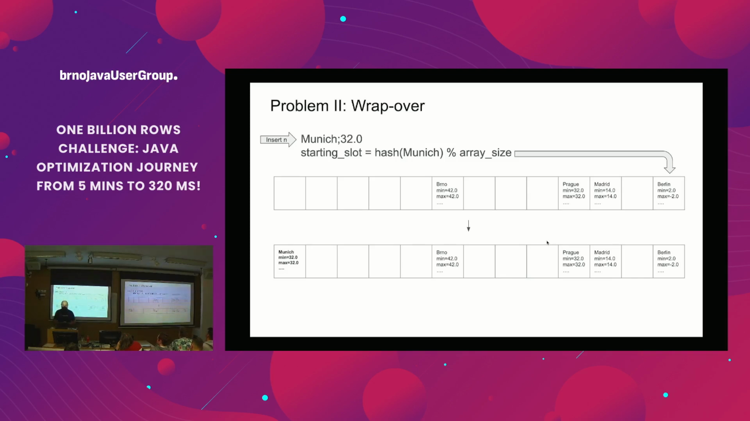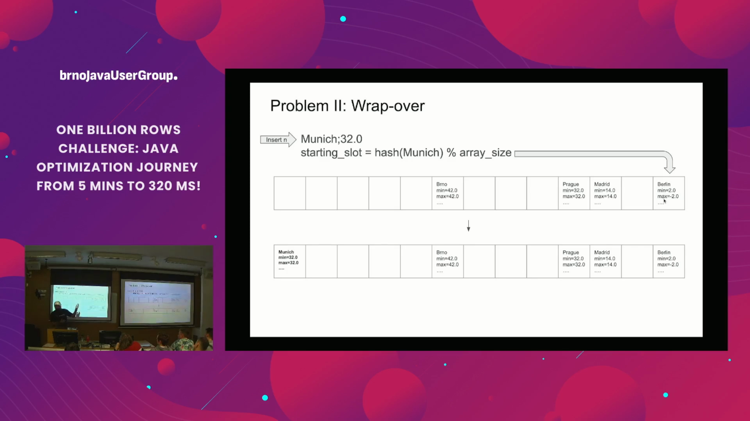Another problem, wrap over. So imagine I have this initial state. The array is not full, right? I have many free slots. The last slot is full. There's Berlin, I want to insert Munich. I do the calculation, and the result of the modulo will be again the last slot. So I do the algorithm.